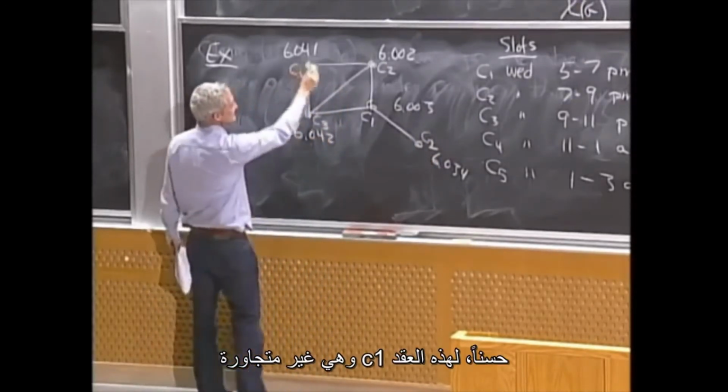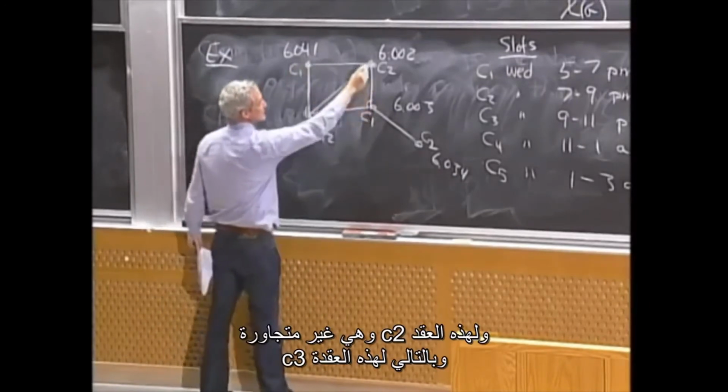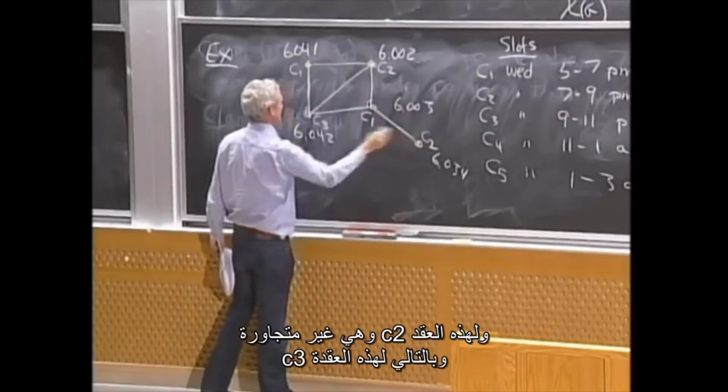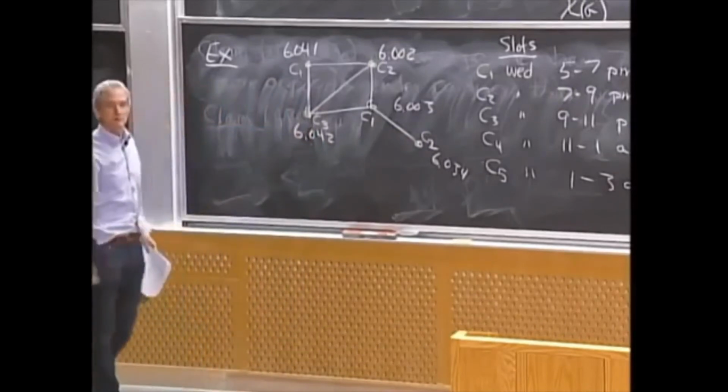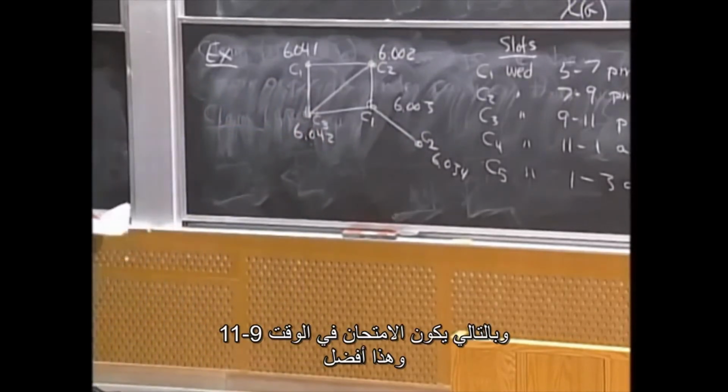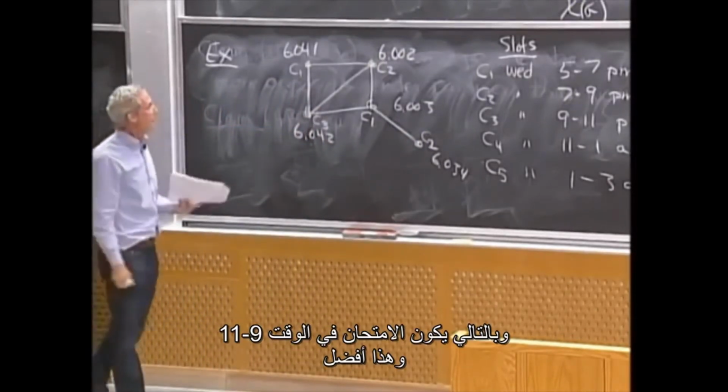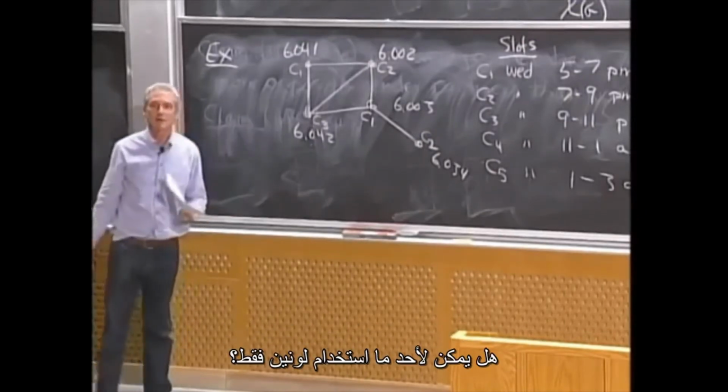All right, these got C1, they're not adjacent. These got C2, they're not adjacent. This can now get C3. So we can have our exam from 9 to 11, which is better. All right, can anybody do it in 2 colors?